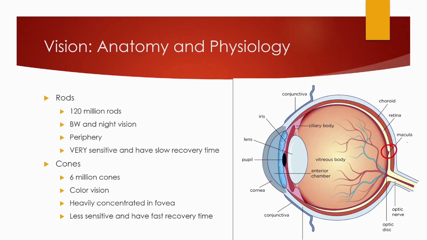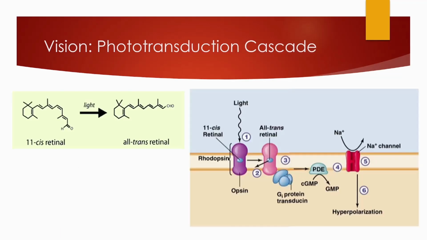They are much less sensitive than rods. Now, one thing that they both have in common, though, is that they both perceive light through the phototransduction cascade. I know this looks really complex, but bear with me. We just need to know the 6 steps.